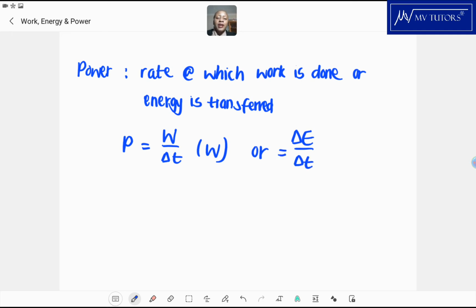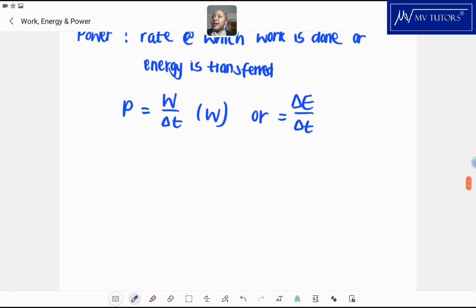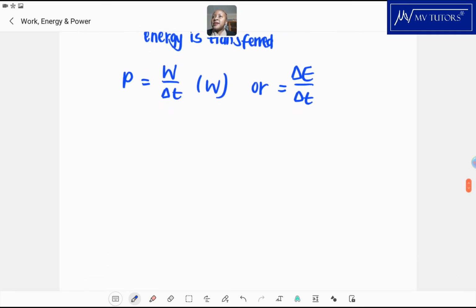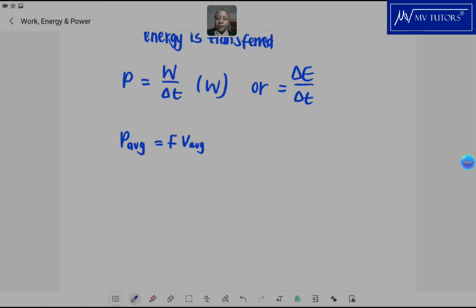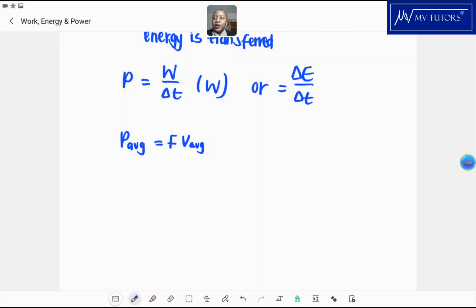Depending on what information they have given you, you'll use whatever equation is applicable. All right, and then, what am I missing? There's also average power. Average power, you get it by multiplying the net force, or force acting on an object, times the average velocity.